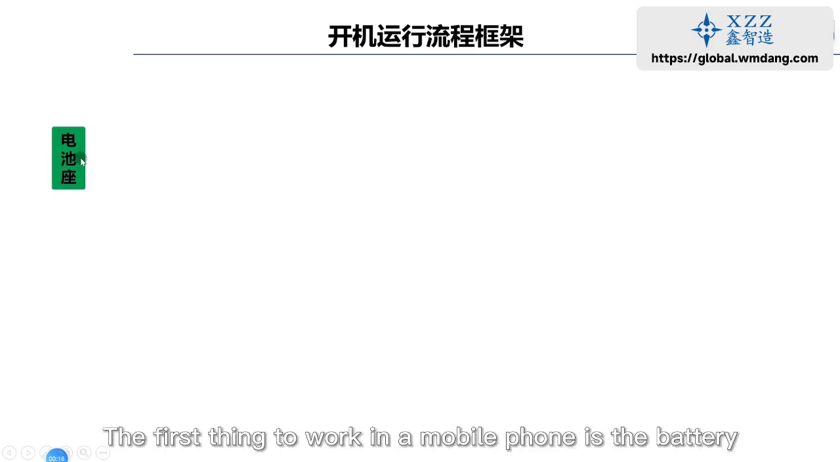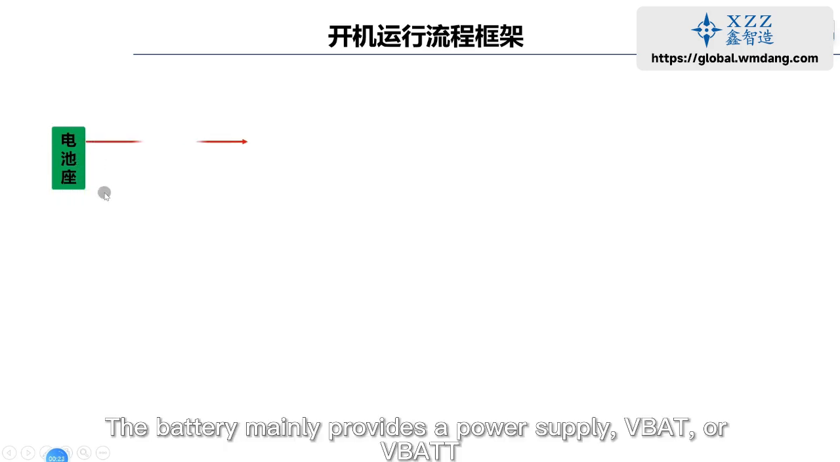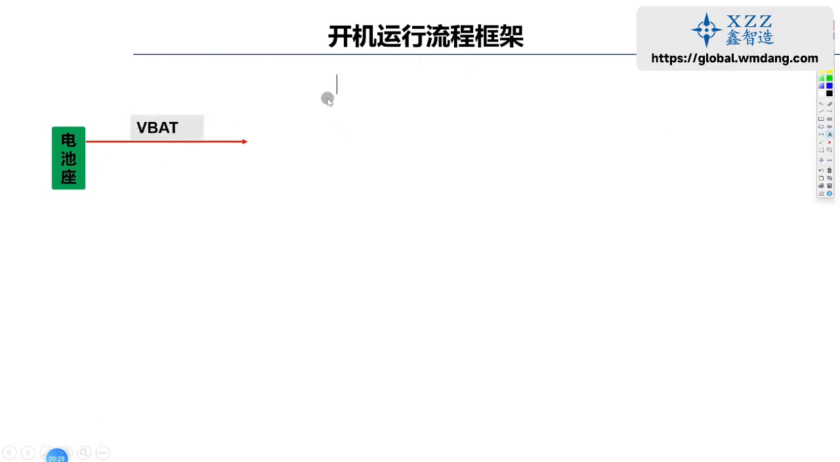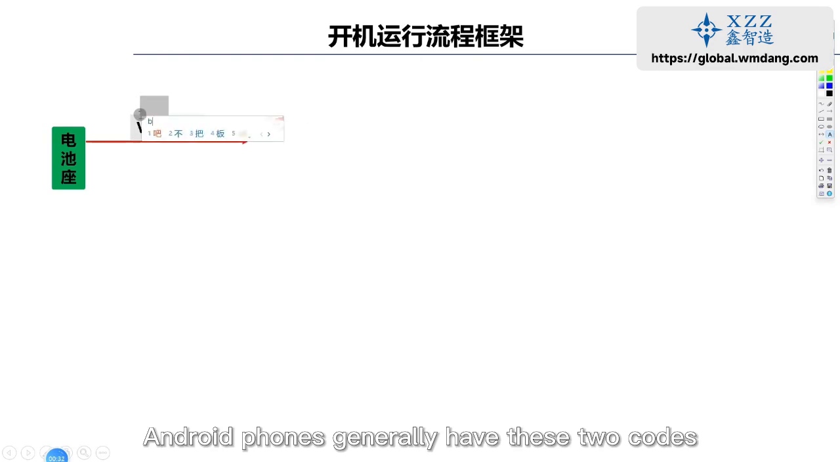The first thing to work in a mobile phone is the battery. Shown here is the battery holder. The battery mainly provides a power supply, VBAT or VBATT. Android phones generally have these two codes.